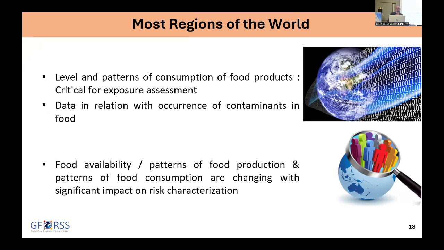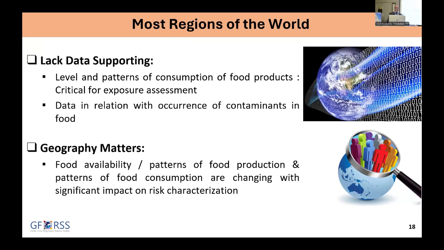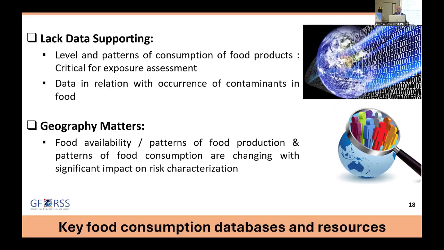We know that most regions of the world have, first of all, a lack of data supporting the level and patterns of consumption. Food products that are critical for exposure assessment are not always available. Also, geography is very important. The food availability, the pattern of food production, and patterns of food consumption are changing with significant impact on risk characterization. And here come all issues related to urbanization, street food, the consumption of new food, mainly related to some new hazard, or new trends in consumption in general.